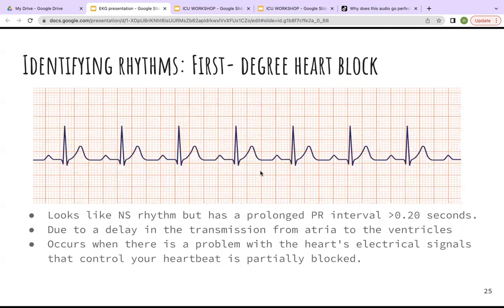Okay, my not so favorite part, the heart blocks. So when you look at this rhythm, it looks like normal sinus. You might be quick to be like, oh, it's fine, it's a normal sinus. But if you look closer, this is where it's important to have a systematic regimen of how you evaluate your strips, because if you look at the PR interval, it's greater than 0.2 seconds. And this is due to the delay in transmission from the atria to the ventricles. That electrical message is being stalled from the atria to the ventricles. So it's considered a block because it's not getting there as quick as it needs to.